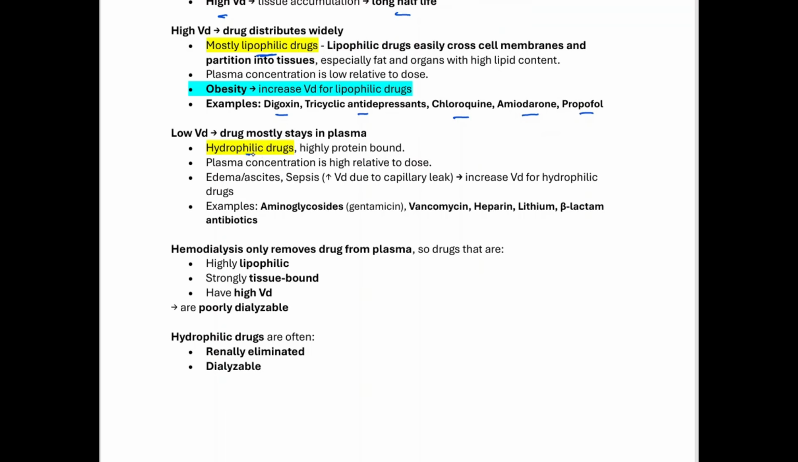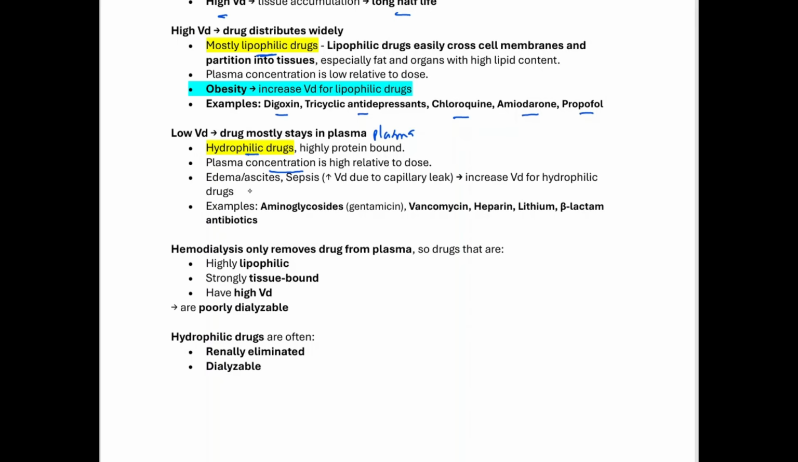And this is important for hydrophilic drugs, or drugs that are highly bound to plasma protein. If you have drugs that are highly bound to plasma protein, those medications are going to be limited to the plasma, and then those medications are going to have a low volume of distribution. And when you look at the plasma concentration of those medications, they're going to be what? High relative to the dose or relative to the medication in the body.